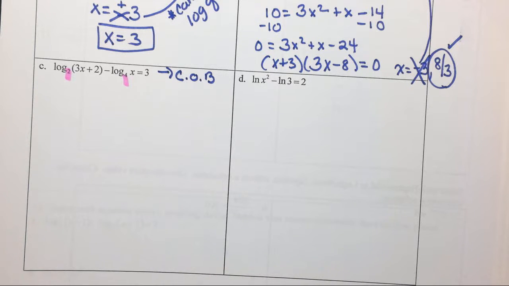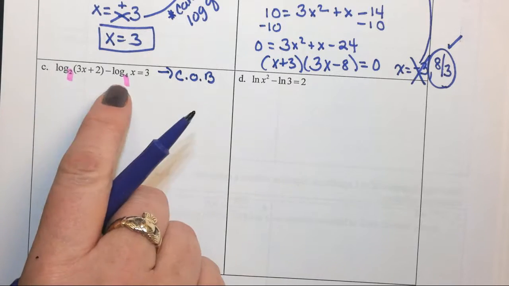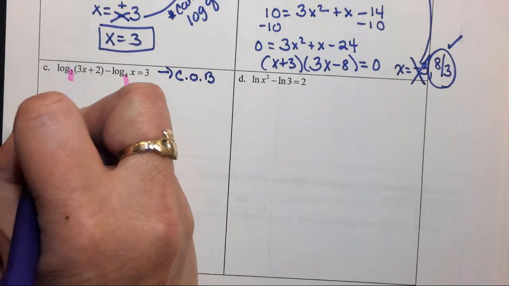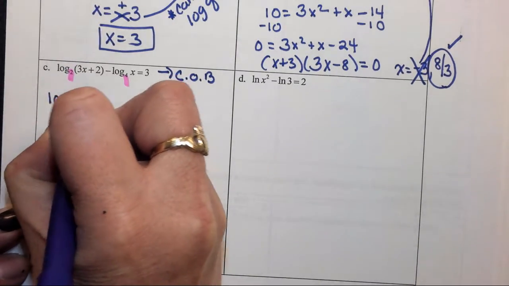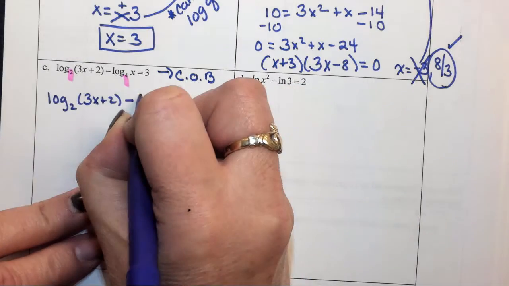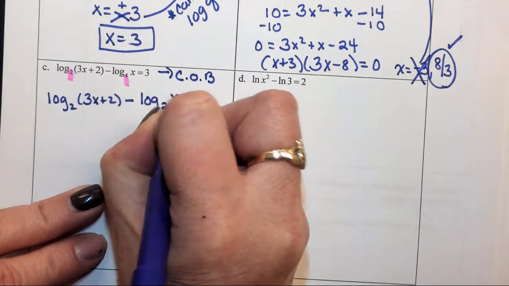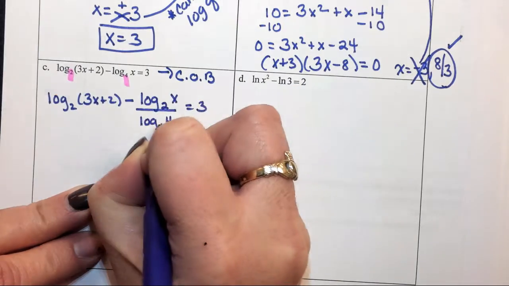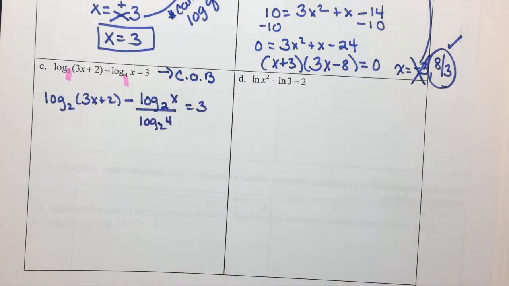My recommendation is change everything into the smaller base. That way you avoid fractions. You can still work it, but that way you avoid fractions. So I'm going to change log base 4 into a base of 2. So remember your change of base formula: log base 2 of 3x plus 2 minus log base 2 of x divided by log base 2 of 4 is equal to 3. That's your change of base formula.